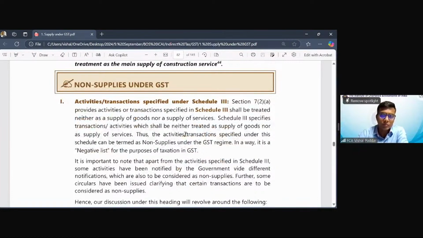Okay. So we come to the next part, that is what are no supplies under GST. Now it is covered in two things. One is 7.2 clause A, second is 7.2 clause B. 7.2 clause A says the activities or transactions which are specified in Schedule 3 are no supply, and 7.2 clause B says certain activities or transactions which are performed by the government. Why? Because they are entrusted with those functions as public authorities and which have been specifically notified. So we'll see both the lists.